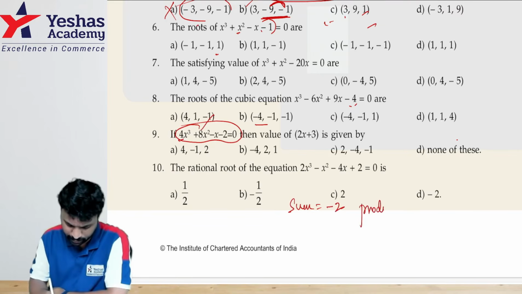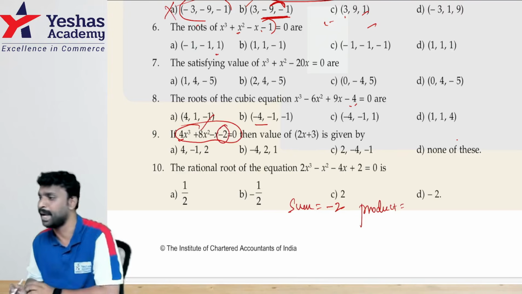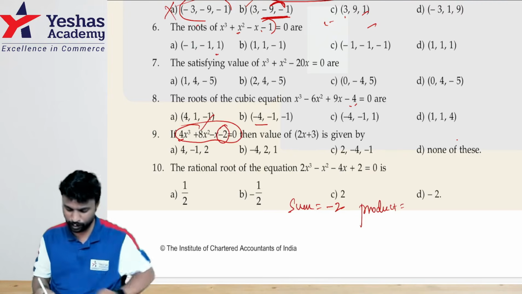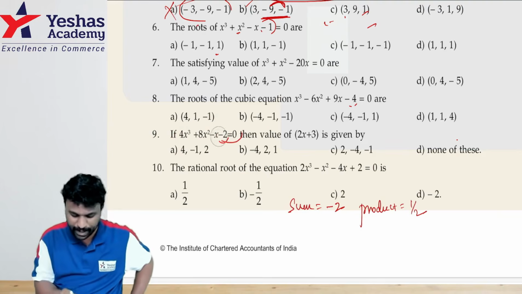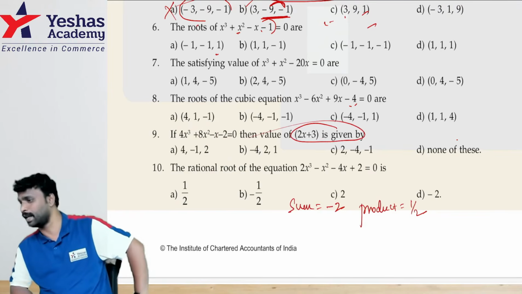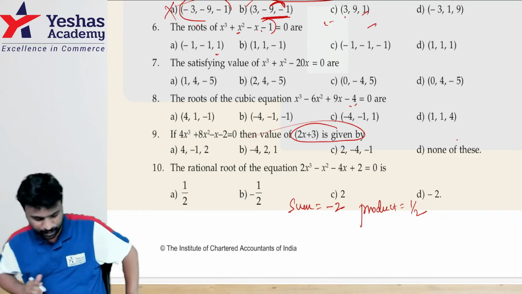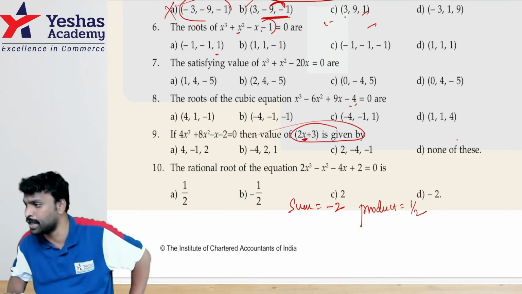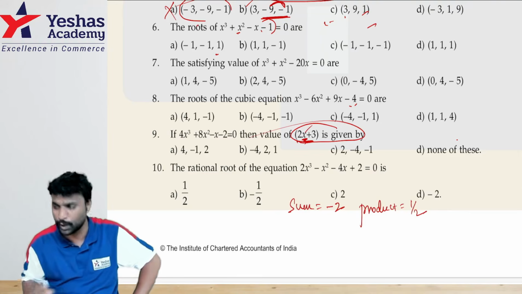And the product of the roots is minus d by a. D being negative here, minus of minus 2 is plus 2. 2 by 4 is 1 by 2. So the sum and the product we have obtained. But look at the question, guys. Are they asking us to find the roots? Definitely no. They are asking us to find the value of 2x plus 3. X is basically the root of the equation. Since there are three values of x, there will be three values for 2x plus 3.